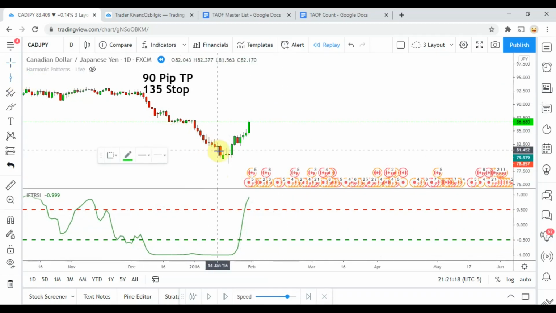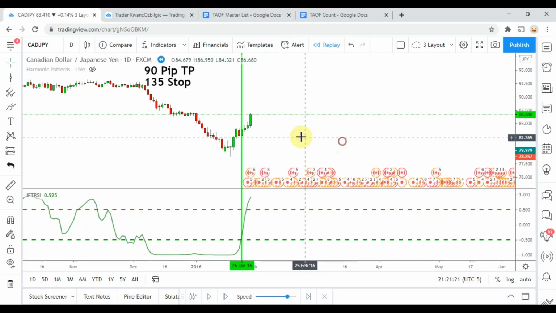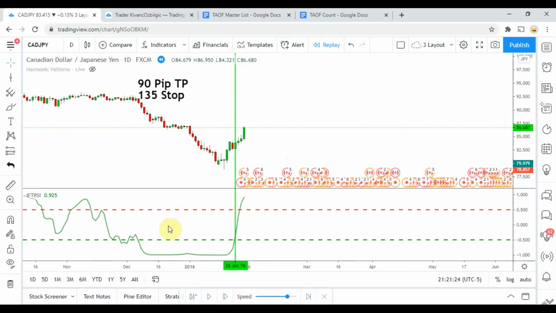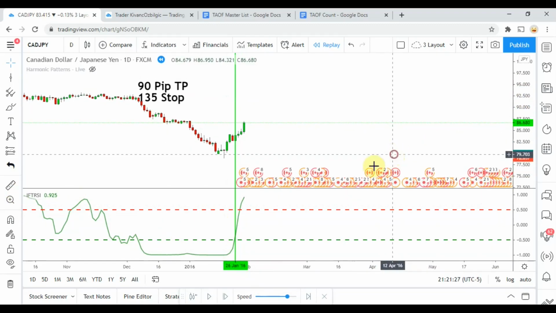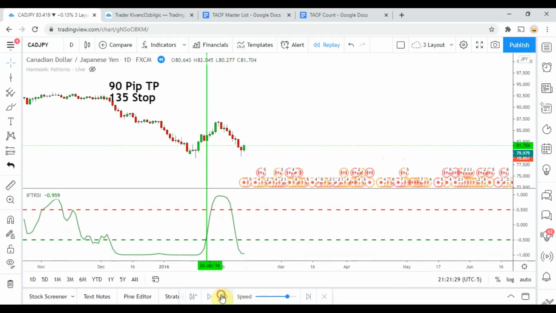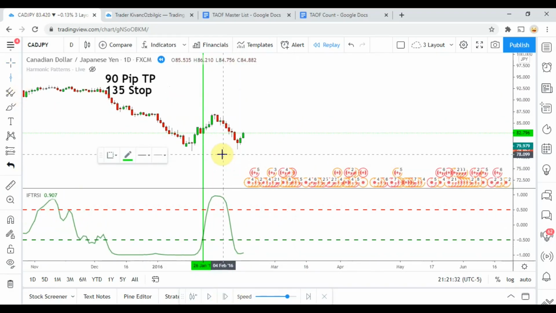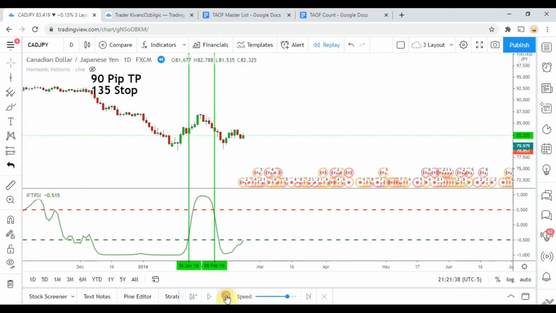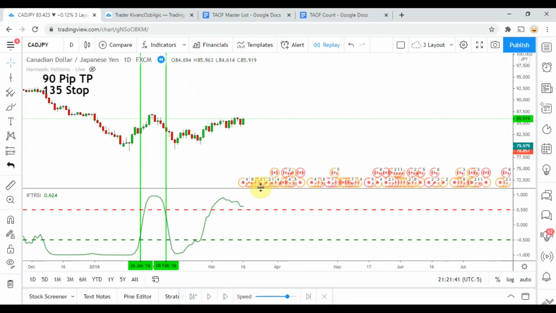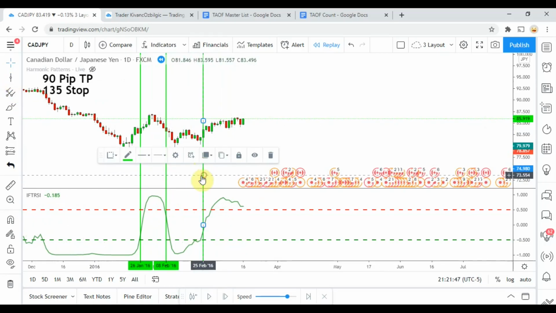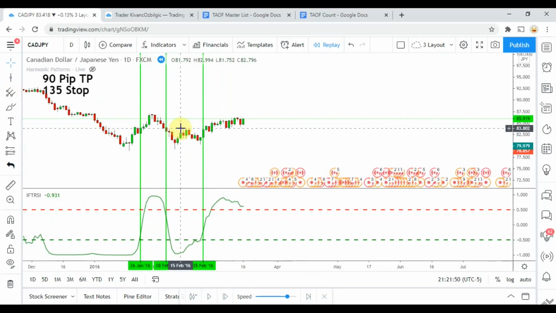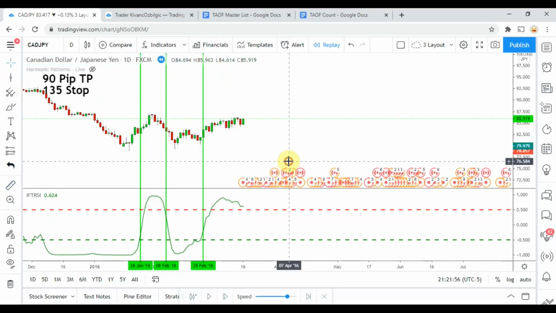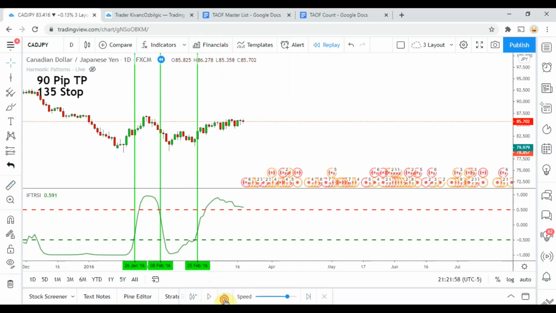Okay, so we get our first cross up right here, and you can see that that one got us to take profit rather easily. So far so good. Let's continue on with it here. Then we get another cross right here. Same deal, got us to take profit. Continue on with it, and a cross to the upside right here. And once again, well, let me measure this one out just to be sure, but it definitely got us to take profit.